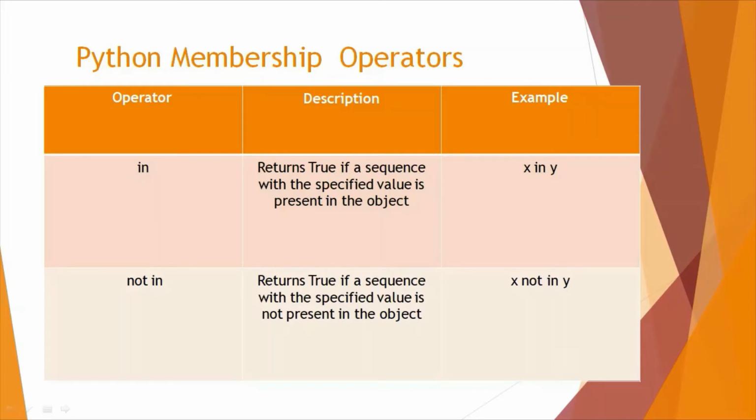Here we have the Python membership operators. The operator name is in, and it returns true if a sequence with a specified value is present in the object. Like we will check if x is present in y, and if it is, it will return true. Similarly, the not in operator returns true if a sequence with a specified value is not present in the object. If x is not present in y, only then it will return true. Else, if x is present in y, it will return false. So let's try them out in our PyCharm.